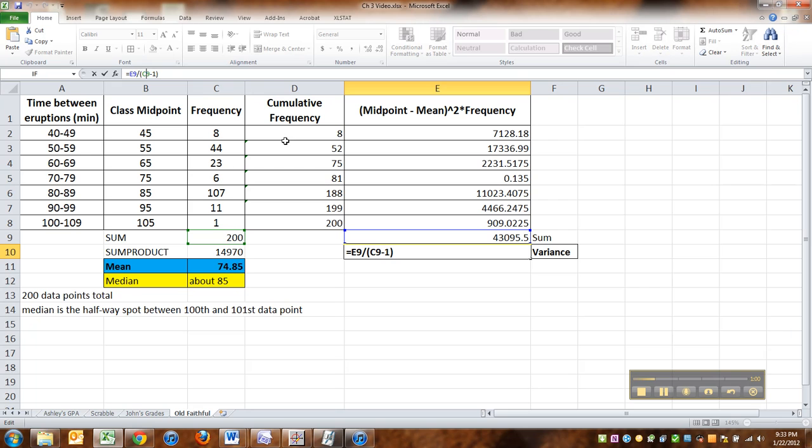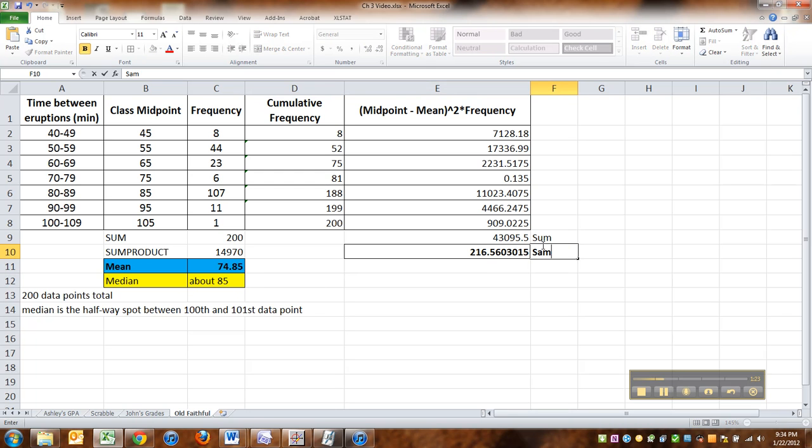So what I'm going to do is take that sum that I just found, which is the sum of this column right here, and then divide it by the sum of the frequencies minus 1, i.e. n minus 1. Because this cell right here is C9, that's n. That's the sum of this column, take away 1. That is now the sample variance.